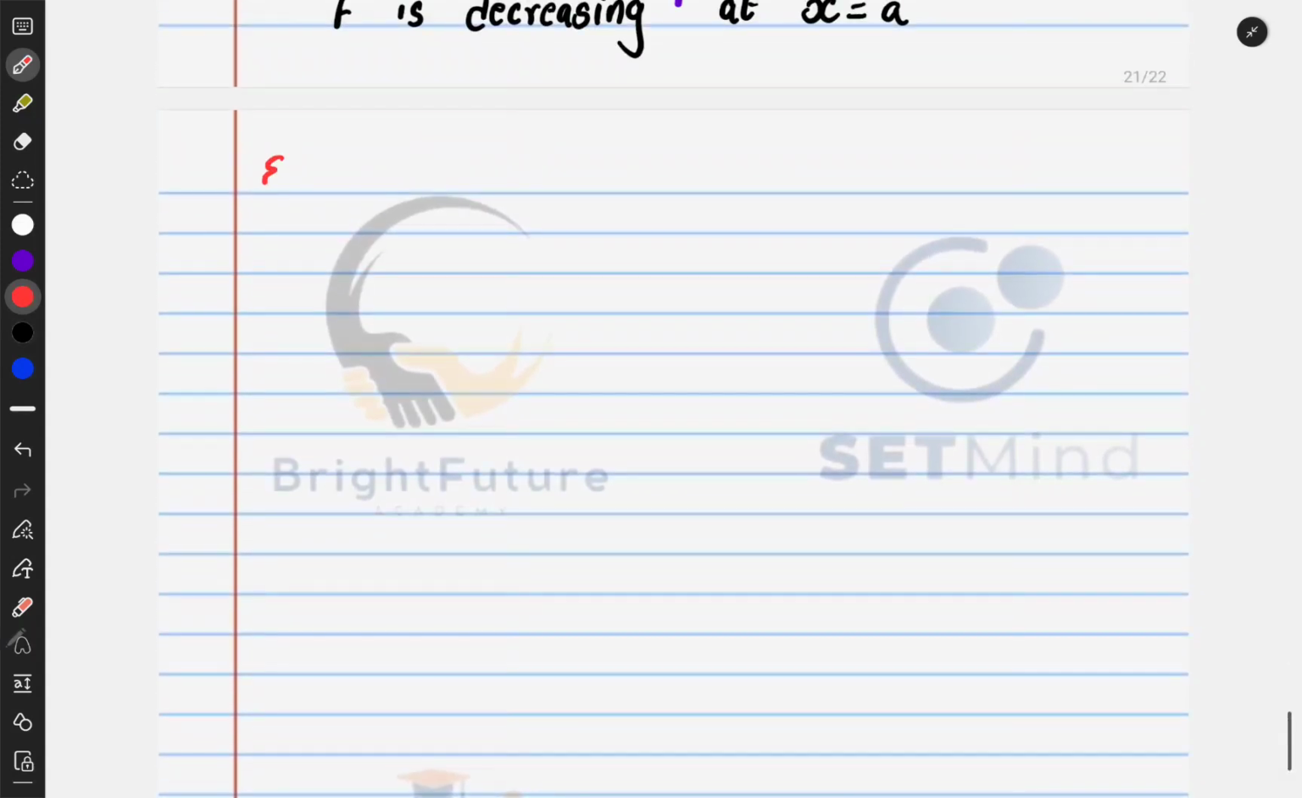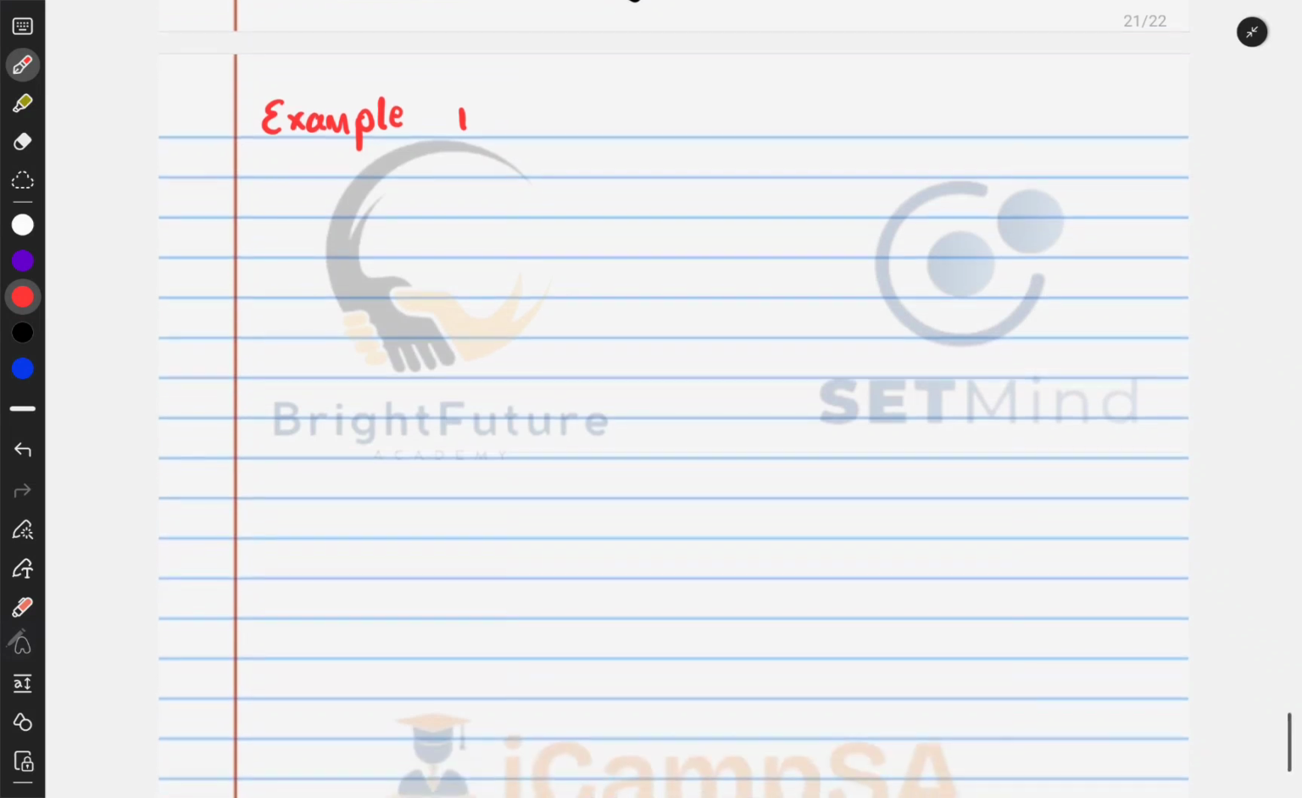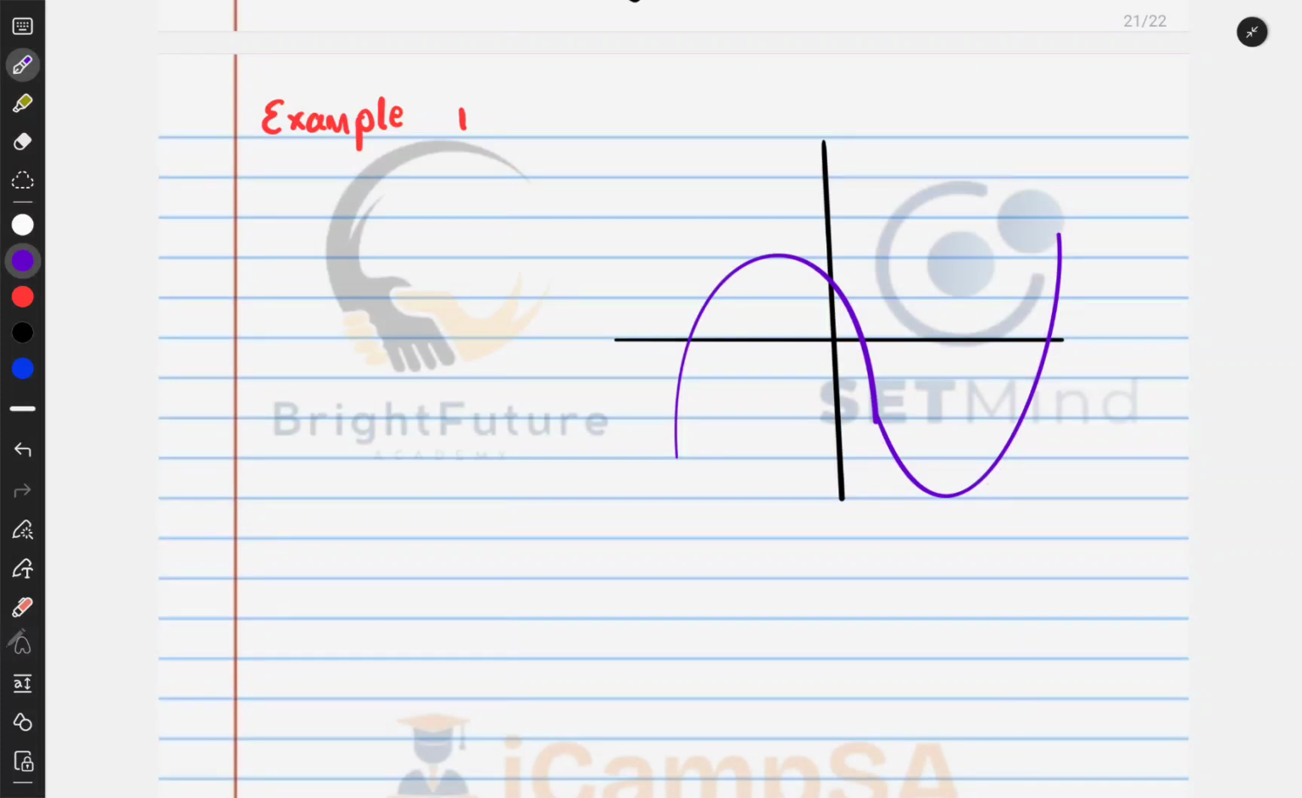Let's quickly do an example. Call it example 1. Let's say you have a function of this nature. It's a cubic function. It's not drawn to scale. These are your y and x values.